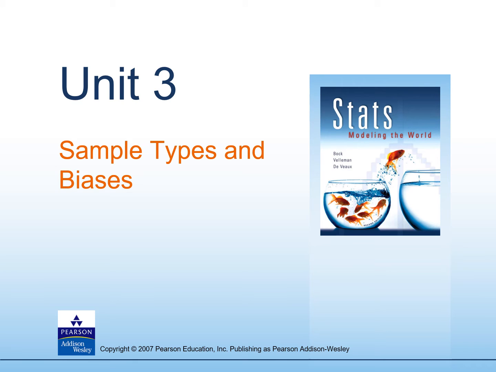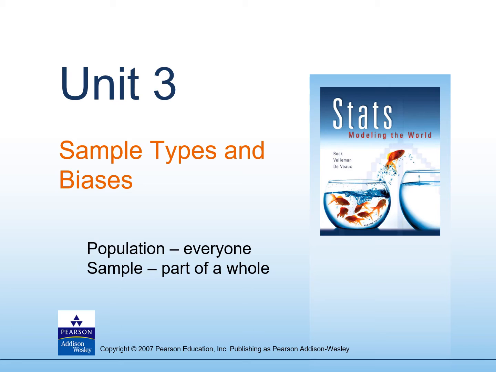This video is going to cover sample types and biases from Unit 3. So a reminder, when we talk about the population, we're talking about everyone, and when we talk about a sample, we're talking just about a part of a whole. When we're talking about parameter values, those go with the population. P's go together, parameters go with population. And when we're talking about statistics, they have to do with a sample. S's go together, sample statistics.